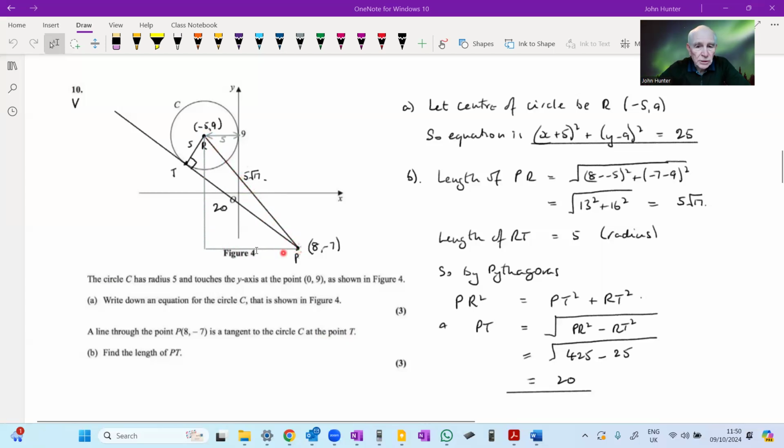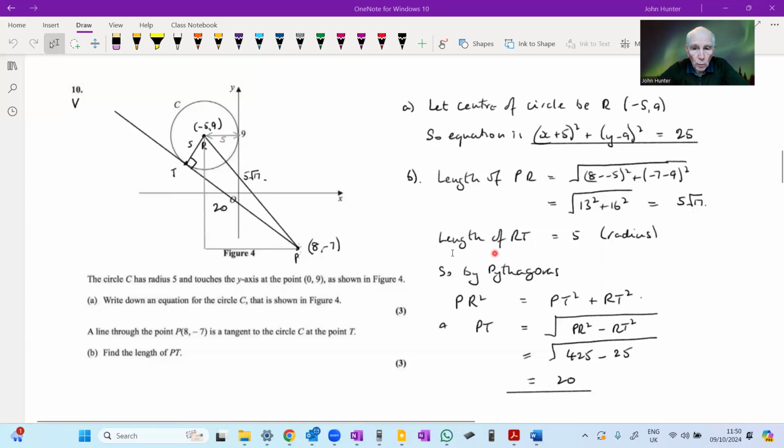So the horizontal distance, if you like, is going to be 8 minus this coordinate, which is -5. So it's 8 minus -5, 13 in fact, squared. And then we do the same thing for the y coordinates. We get -7 minus -9, squared, and we want the square root of all that. That's going to come to the square root of 425 in actual fact, which is 5 root 17.